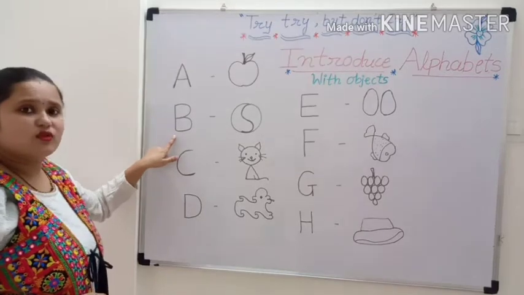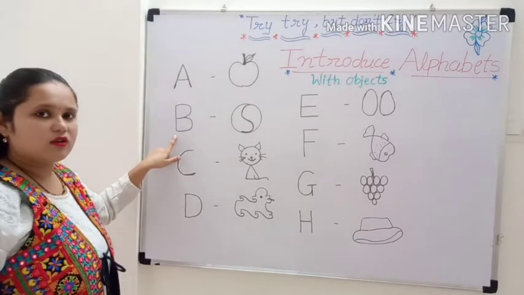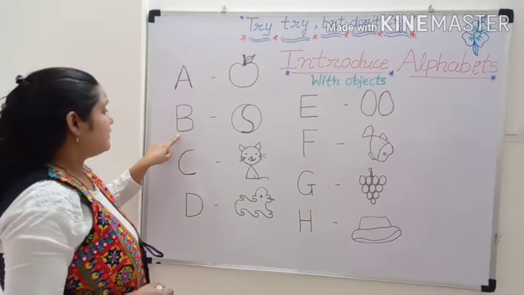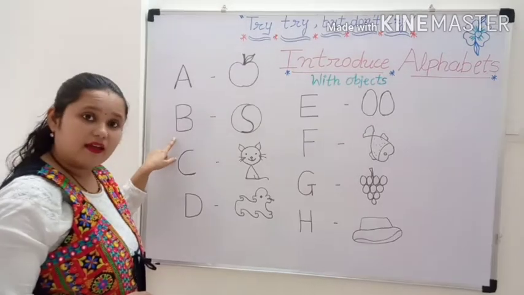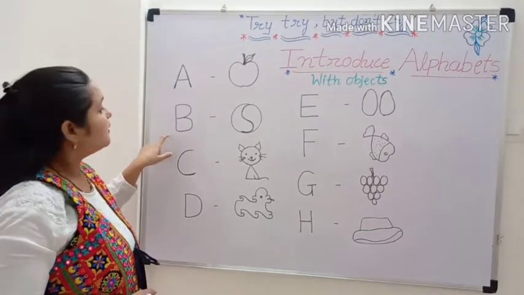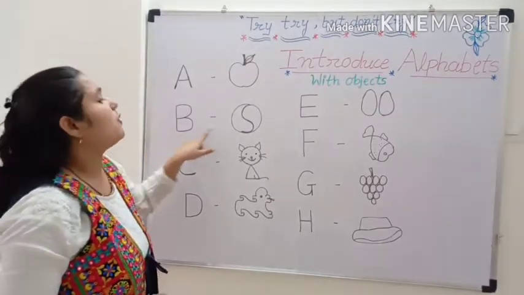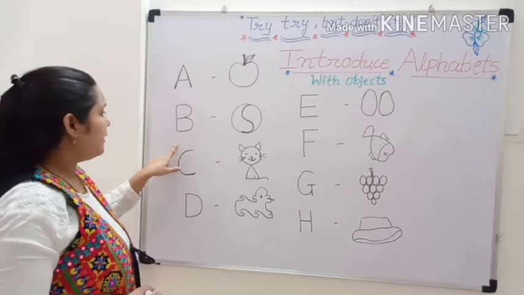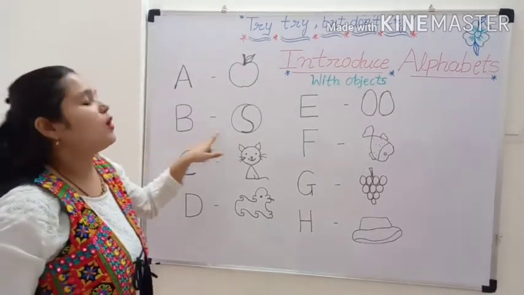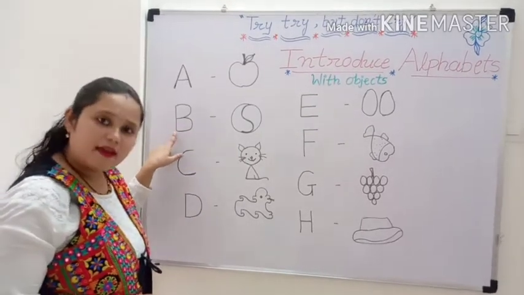What is this? Do you know? No, you don't know. Now, let me tell you. This is letter B. This is capital letter B. B is for ball. This is letter B.